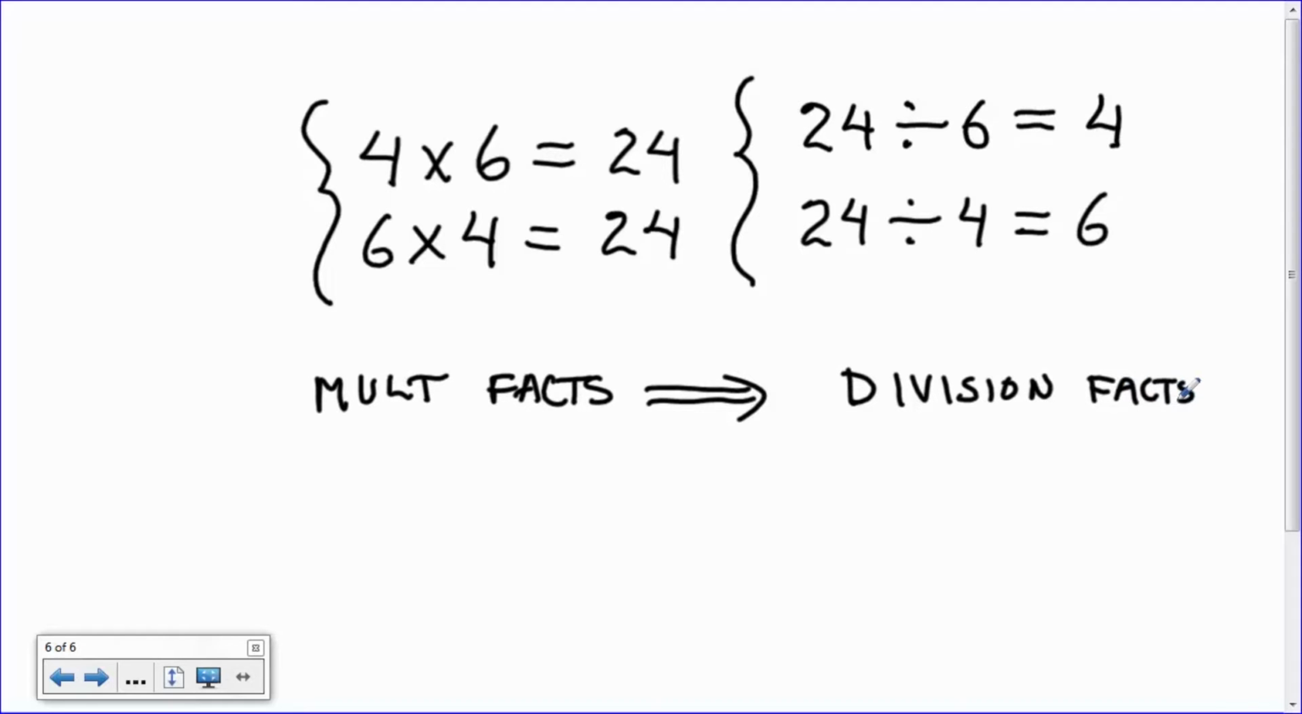So for example, if I know that 7 times 8, what is it? 7 times 8 is 56, and that's usually one of the harder ones for kids to recall. And of course, they don't have to recall it. They can use a backup plan to recover that one, and that's discussed in another video. But 7 times 8 is 56, and so this gives rise to 2 division problems.